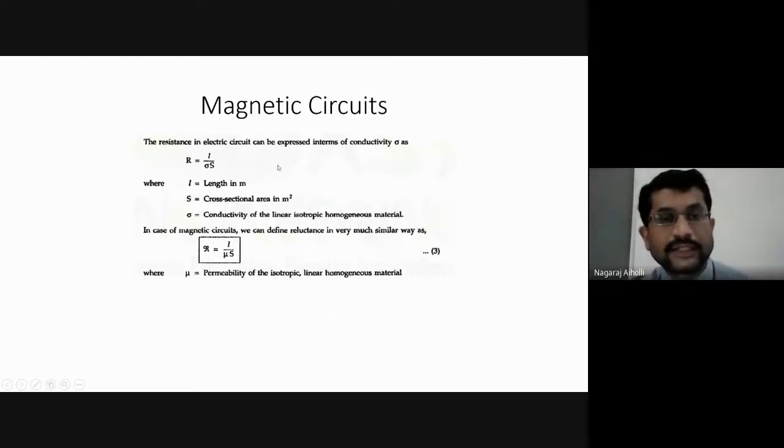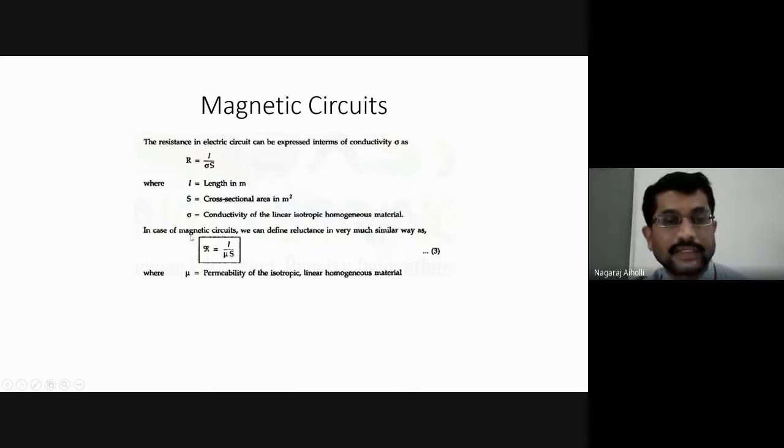The resistance in electric circuit is expressed in terms of conductivity, right? R is equal to L divided by sigma S. We know this relation, resistance is equal to L divided by sigma S, where L is the length in meter, S is the cross sectional area in meter square, and sigma is the conductivity of the material. Conductivity is the reciprocal of resistivity.